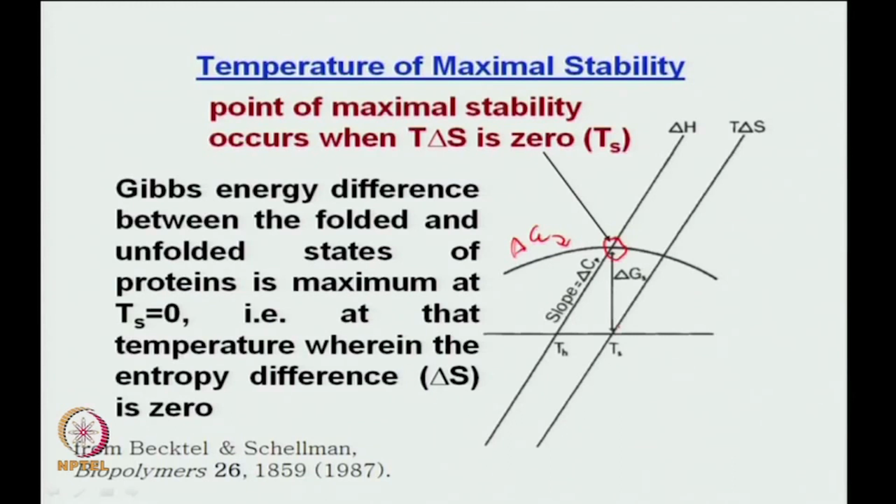Does it make sense? Well, thermodynamically it does make sense, right? Why? Well, it says here the Gibbs energy difference between the folded and unfolded states of proteins is maximum at delta S equal to 0. That is, at that temperature wherein the entropy difference is 0.